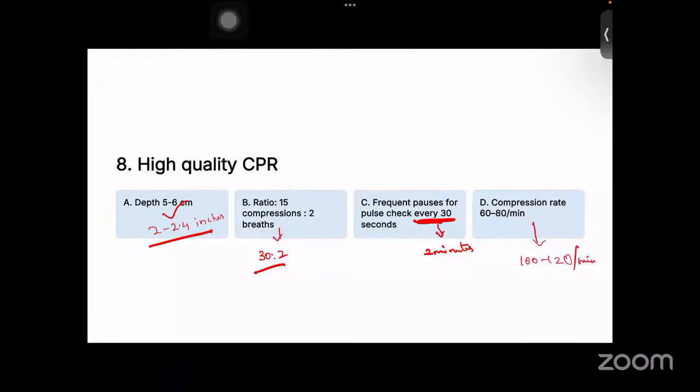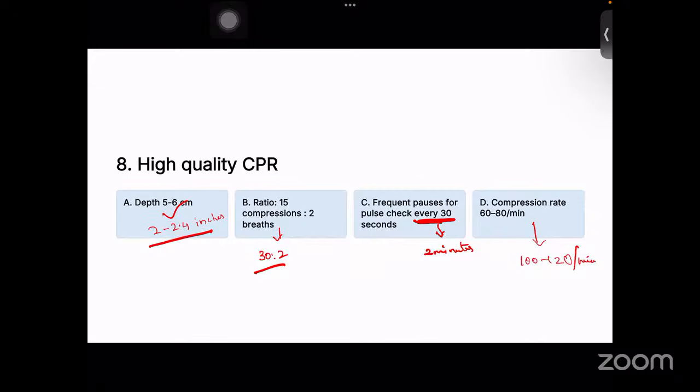And apart from that, you should allow the chest to completely recoil. You should not press fast and fast in a hurry. You should allow the complete recoiling of the chest. That is an additional characteristic of high quality CPR. And rotate the compressor every 2 minutes to prevent fatigue, and minimize the pre-shock and post-shock pauses to less than 10 seconds.